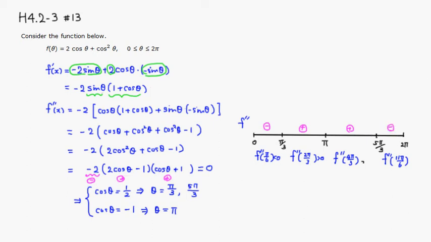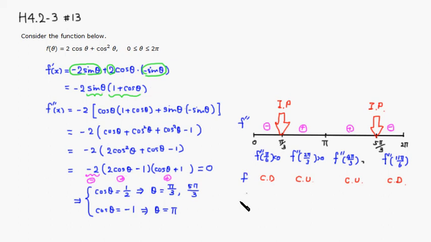All right, so we know that the original function f would be concave down on this interval, and concave up here, and concave up here, and concave down here. All right, so concavity change only occurs here. So the inflection points would be right here at pi over 3, and also 5 pi over 3.